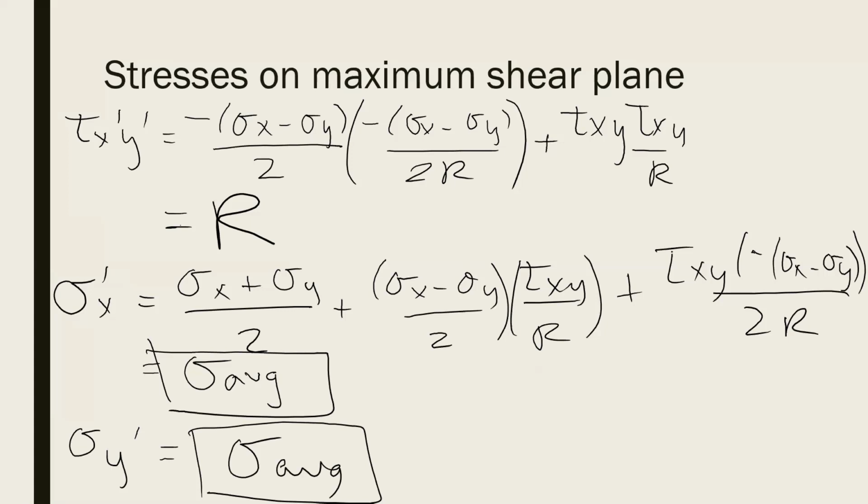So a very important thing to remember. On the principal plane, we have our maximum and minimum normal stresses, and our shear stress is 0. You cannot just reverse that on your maximum shear plane. Don't fall into the trap of thinking that your normal stresses are 0 on your maximum shear plane. They are equal to that average value.